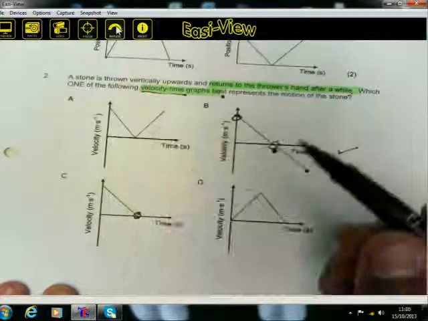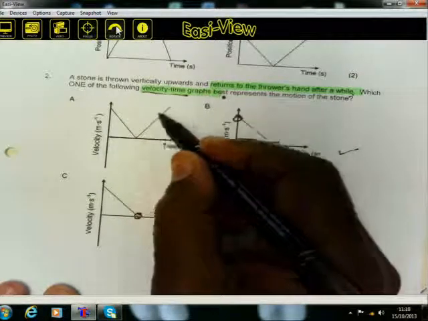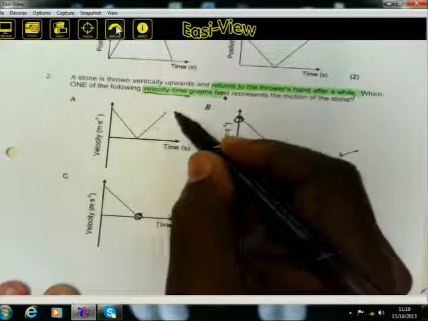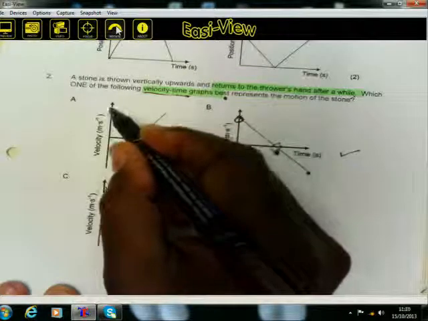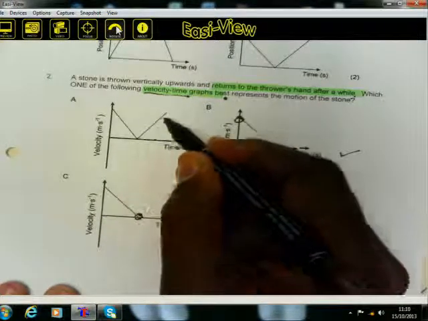This graph would be a speed time graph where the direction is always positive. So it shows that the speed decreases up until it goes, but when the object comes back, the speed increases. It is not negative because speed is a scalar quantity, whereas velocity is a vector quantity. So on this side, the velocity is negative. So the correct answer there will be B.